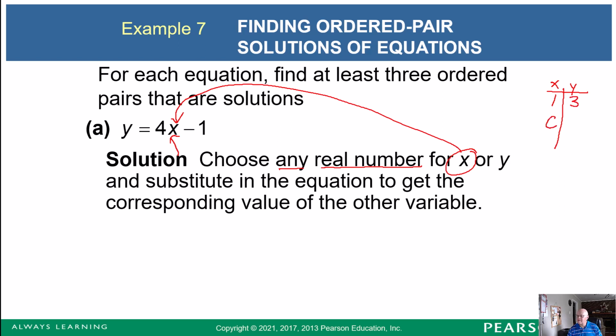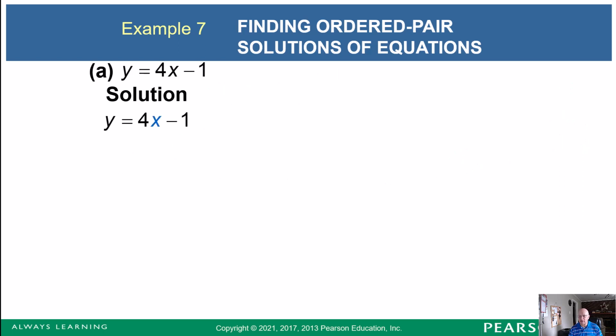If you put 0 in for x, you get negative 1 for y. If you put a 2 in for x, 4 times 2 is 8, minus 1 is 7. You've got 3 ordered pairs. And you can graph those, connect them with a straight line, and you can see what that looks like visually.